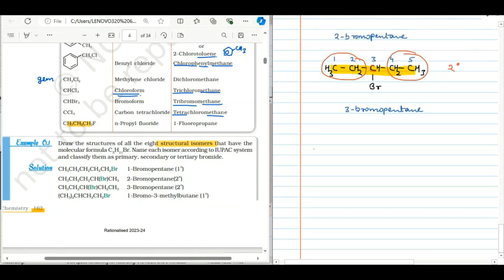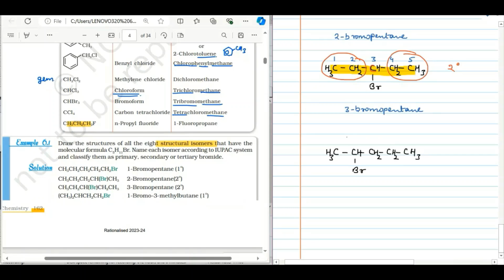Now draw another structure. First of all, draw the skeletal structure: C, C, C. There are 5 C's. If I again change the position of Br, I will write it here. Now balance the hydrogens. Here CH3, CH, CH2, CH2 and this is CH3. Now select the longest carbon chain.